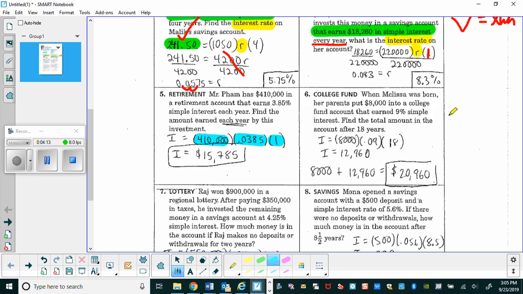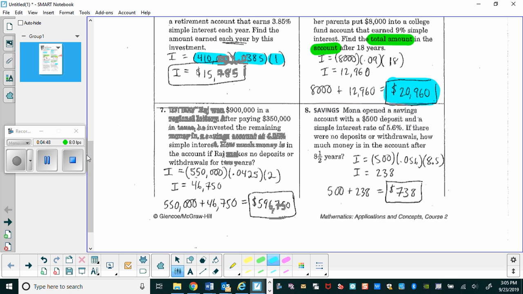Now number 6 is the first type of problem where it asks us to find the total amount in the account. So we've got $8,000 going into the account at 9% simple interest, and we're going to leave it alone for 18 years. And it will earn an additional $12,960 in interest. And since we want to now find the total amount, we're going to say, okay, we've got the $8,000 that we invested to begin with, plus now the interest that we've earned. And so we're going to have a total account balance of $20,960 by the end of those 18 years.